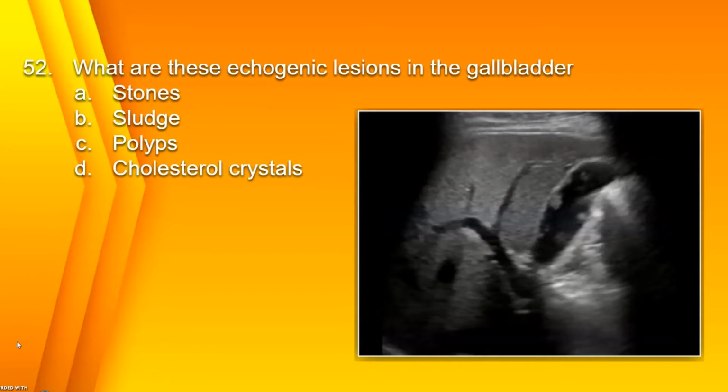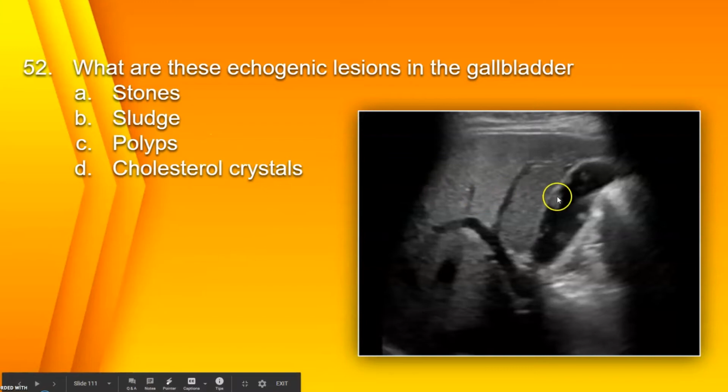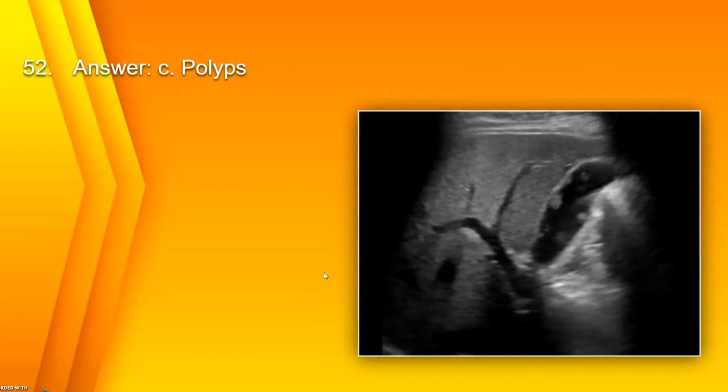Number 52. What are these echogenic lesions in the gallbladder? These right here. A. Stones. B. Sludge. C. Polyps. Or D. Cholesterol crystals. The answer is C. Polyps.